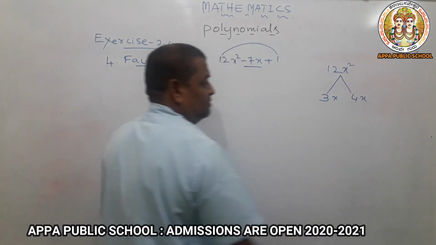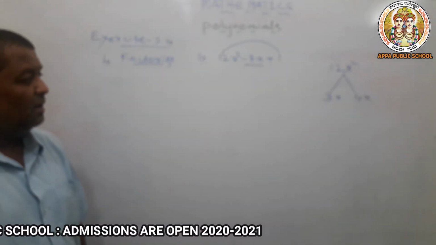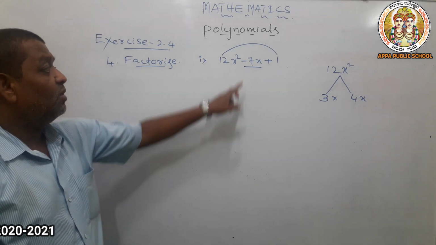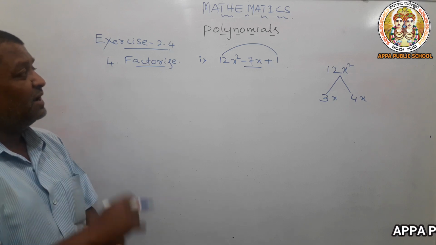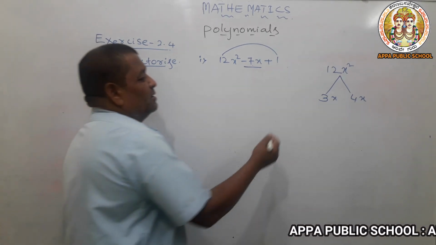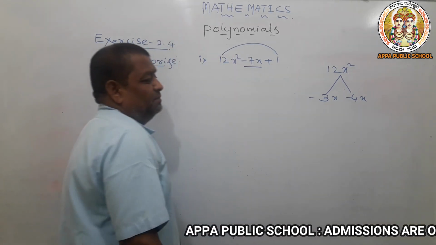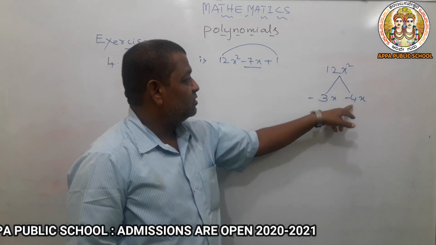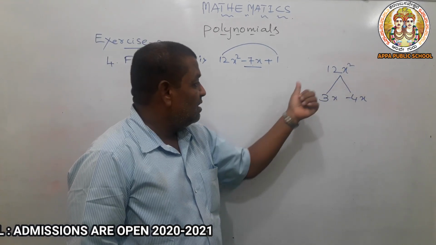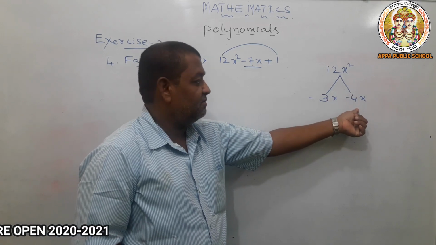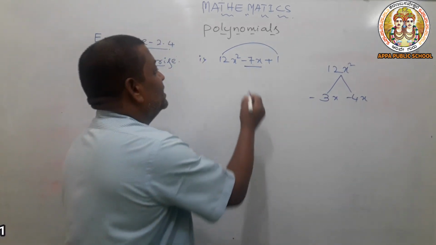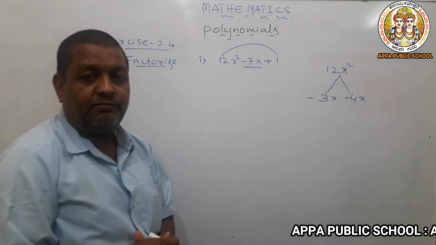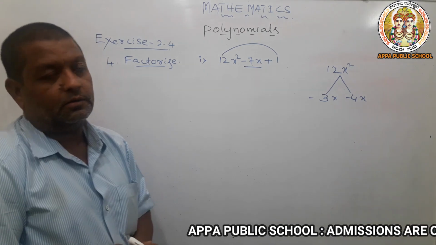3x and 4x: 3 fours are 12, x into x, x square. Definitely they are factors. We need minus 7x, so give both minus. Once again you check it: minus into minus is plus, 3 fours are 12, x into x, x square, minus 3x minus 4x. If we add, definitely we are getting the middle term. So this is confirmation that we got the right factors of that product.